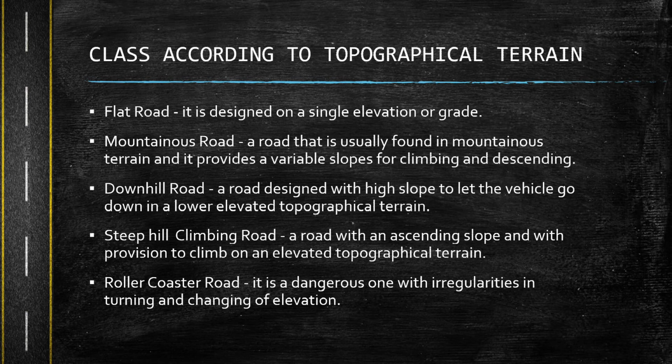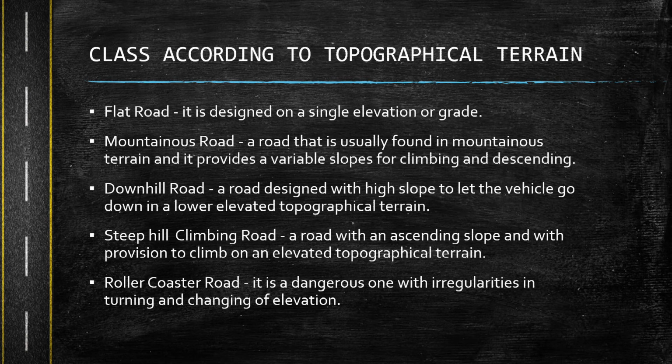First is flat road. It is designed on a single elevation or grade. So, kumbaga flat lang. So, wala siyang any elevated or downgrade design. So, it is just a straight flat road. Next is mountainous road, a road that is usually found in mountains or mountainous terrains, and it provides variable slopes for climbing and descending.